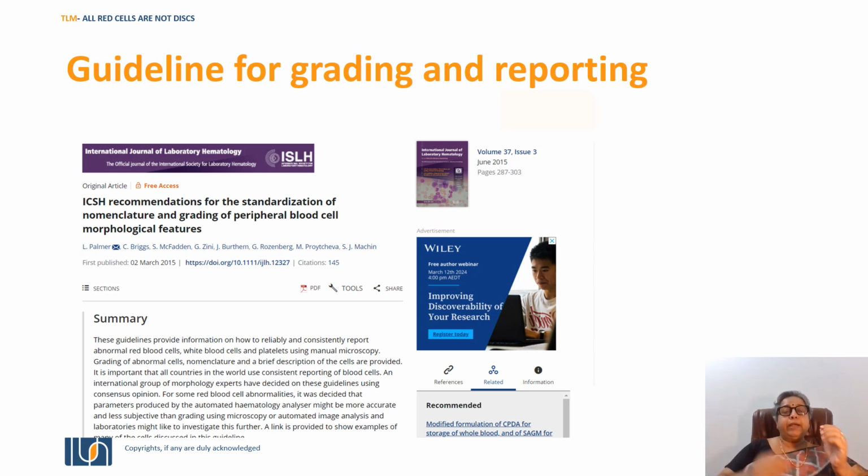So the International Council for Standardization in Hematology has come up with recommendations for standardization and nomenclature and grading of the abnormalities that you find in the morphology of the blood that you see on the peripheral smear. Based upon the numerical value of these poikilocytes, it is graded from few, 1 plus, 2 plus, 3 plus, but the numbers are defined. Therefore, it is becoming more objective than subjective.